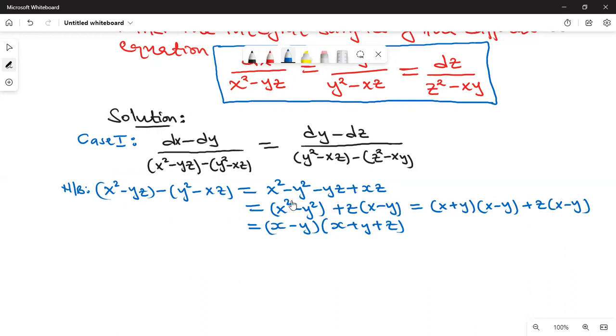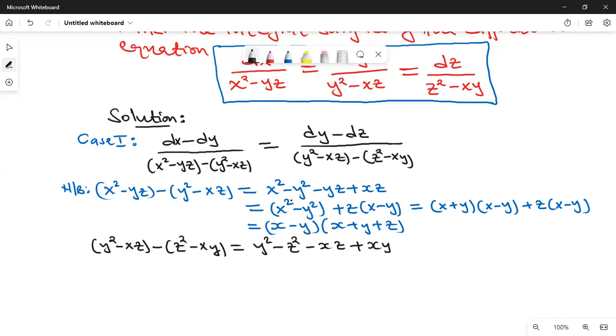What about the right-hand side? What are we going to get? Similarly, you can write y squared minus xz. We are subtracting z squared minus xy. Now, what will this give us? It will give us y squared minus z squared, then minus xz plus xy, if you open the bracket.